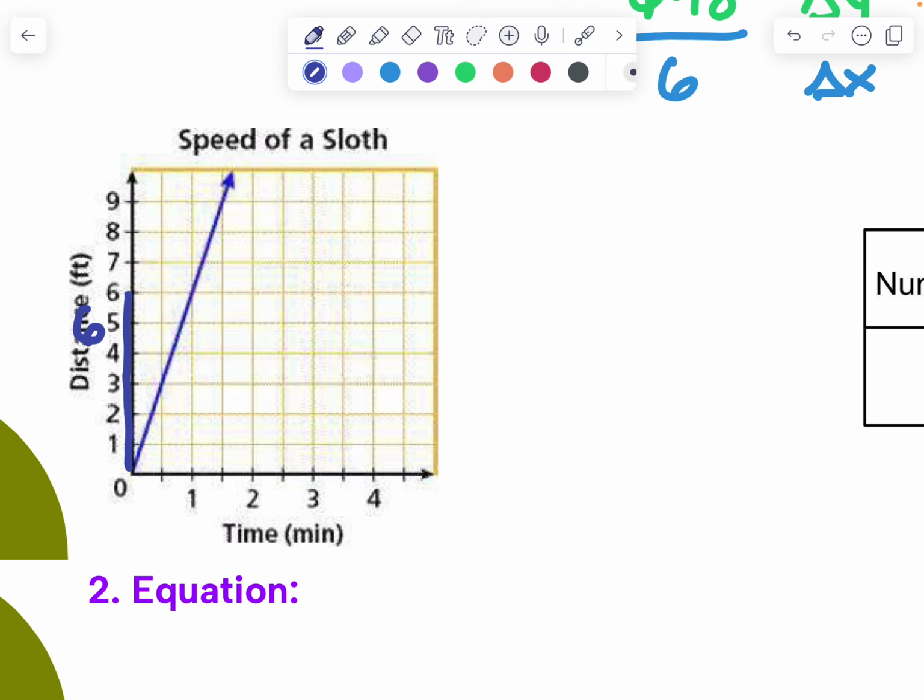I go up 6 and over 1. My slope is 6/1. My equation, y equals 6x. If you said 3, you probably said that this was 2. Totally understandable. On a test, I probably wouldn't mark that wrong, to be honest with you, just because we switched the scale on you down here.